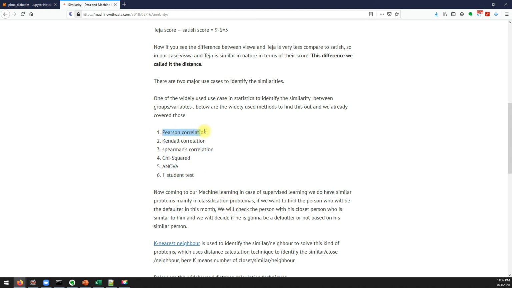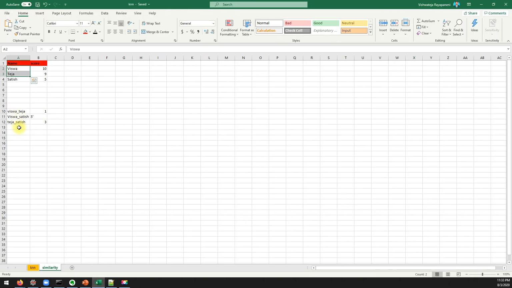Correlation obviously uses the distance matrix. It will tell you how two variables are traveling together, whether nearby or far. Let's say if the correlation is 1, we can say both variables are traveling together closely. If it is 0, there is no relation between the two variables, like there is no relation between Vishwa and Satish because the distance is too far.